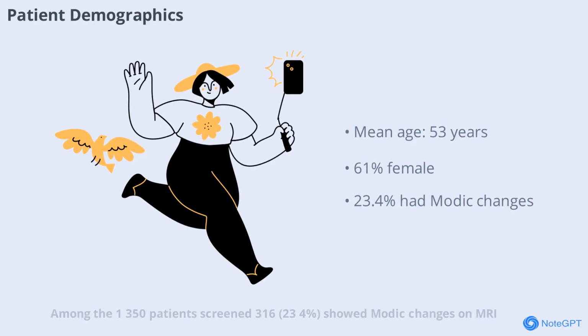Among the 1,350 patients screened, 316, or 23.4%, showed Modic changes on MRI. The average age was about 53 years, and women made up 61% of the group. This female predominance is notable and may reflect broader trends in musculoskeletal disorders, particularly in populations where women often perform physically demanding household tasks.